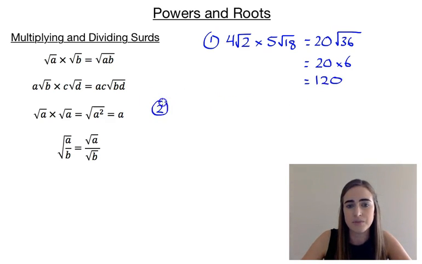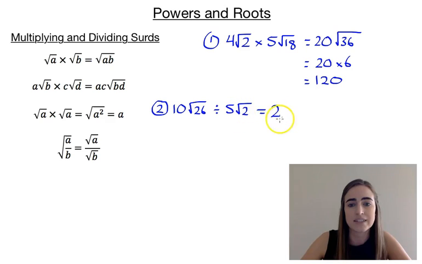Our second example, we have 10 square root 26 divided by 5 root 2. So we divide the numbers out the front. So we've got the 10 divided by 5 would give us 2. And then divide the numbers underneath the square root sign. So 26 divided by 2 would give us 13, so 2 root 13 as our answer.